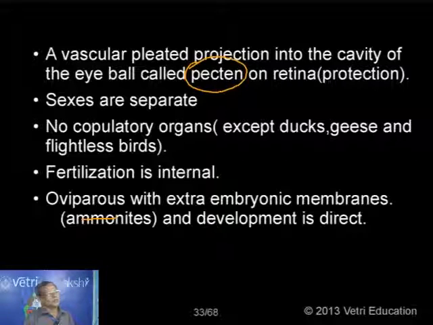Even in mammals we have the membranous condition, but the yolk sac is absent. No yolk sac in the case of human beings, but we have amnion, chorion and allantois. The fourth membrane is absent in mammals including human beings, but in reptiles and birds, all four extra embryonic membranes are formed.